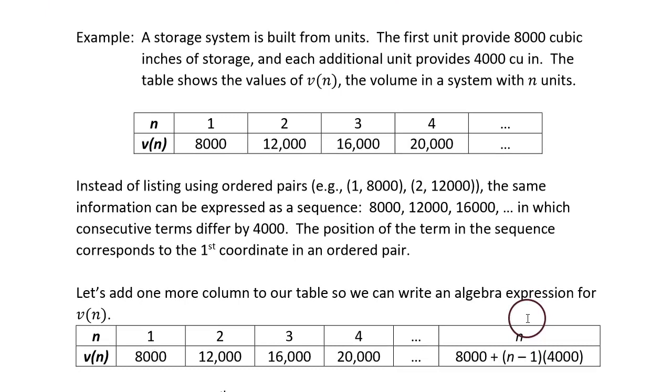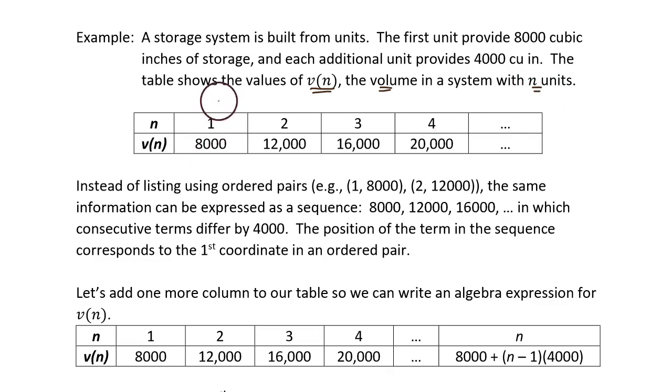Here's an example situation. A storage system is built from units. The first unit provides 8,000 cubic inches of storage, and each additional unit that you buy and add to the storage system provides 4,000 cubic inches of storage. This table shows the values of function v of n, which represents the volume of the system with n units.